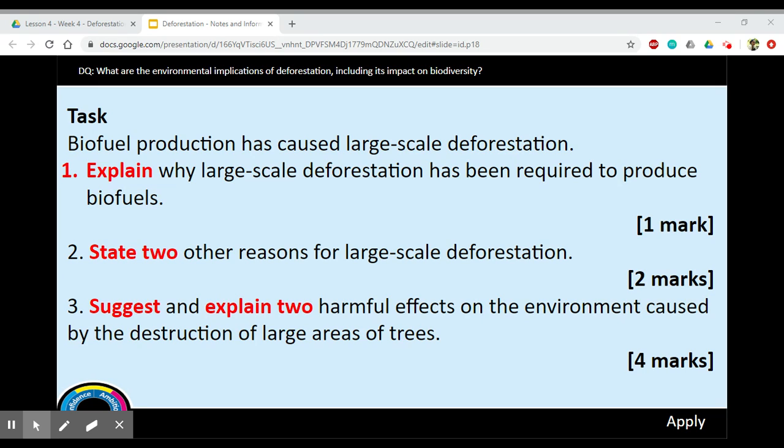Next, you need to state 2 other reasons for large-scale deforestation. Now, you're only getting 2 marks, so don't be writing loads and loads for this one. And then suggest and explain 2 harmful effects on the environment caused by the destruction of large areas of trees. And this is worth 4 marks. You want to spend about 4 or 5 minutes on it.